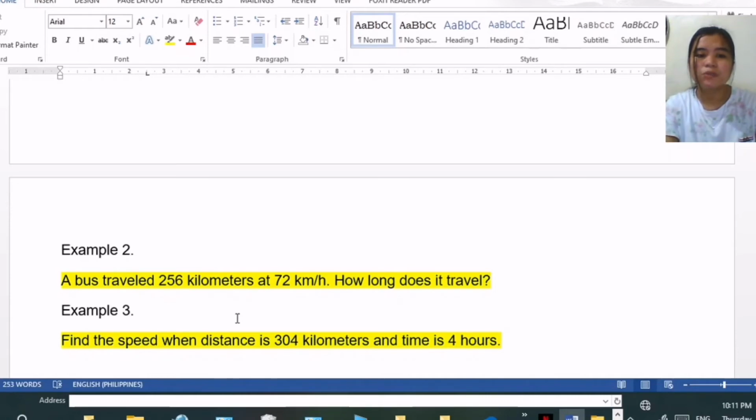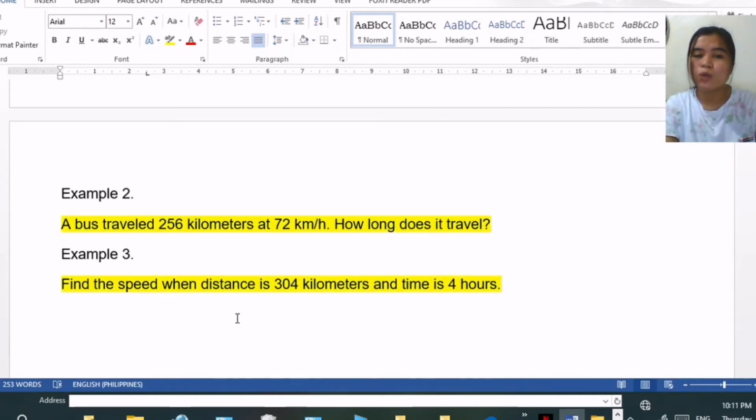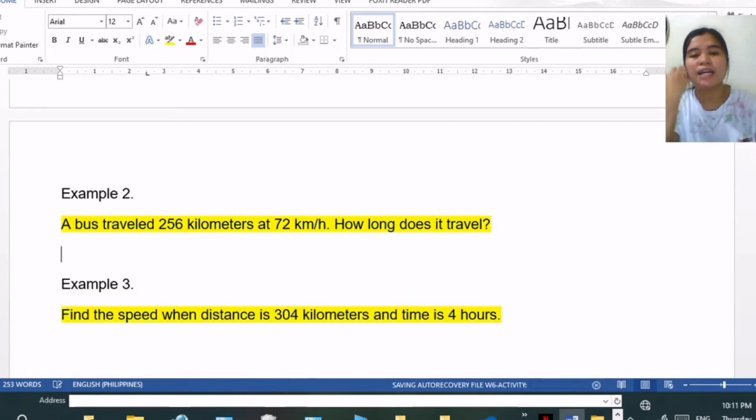So, for example number 2, sabi dyan, a bus traveled 256 kilometers. So, nag-travel yung bus ng 256 kilometers. So, 256 kilometers is the distance. And then, at 72 kilometer per hour. So, 72 kilometer per hour is the speed. Ganyan kabilis nag-travel yung bus. So, how long does it travel? Ang tinatanong, gaano katagal? So, ang missing dito, o yung hinahanap dito is the time. Kasi how long does it travel?